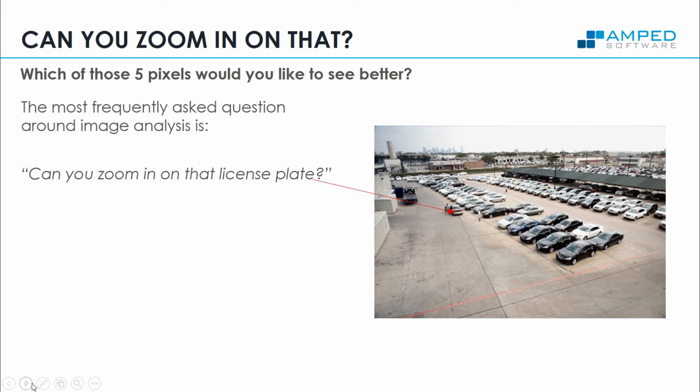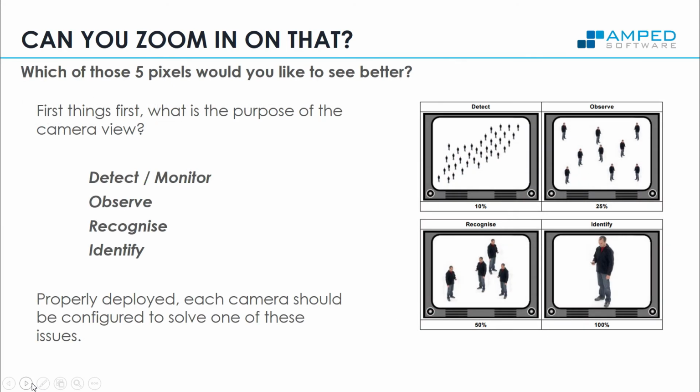And the question is here, as you can see the red arrow pointing to the rear of a vehicle, can I zoom in on that license plate? Or what I jokingly say, which of those 5 pixels would you like to see better? Well, let's take a look at this. What is the purpose of each camera view?